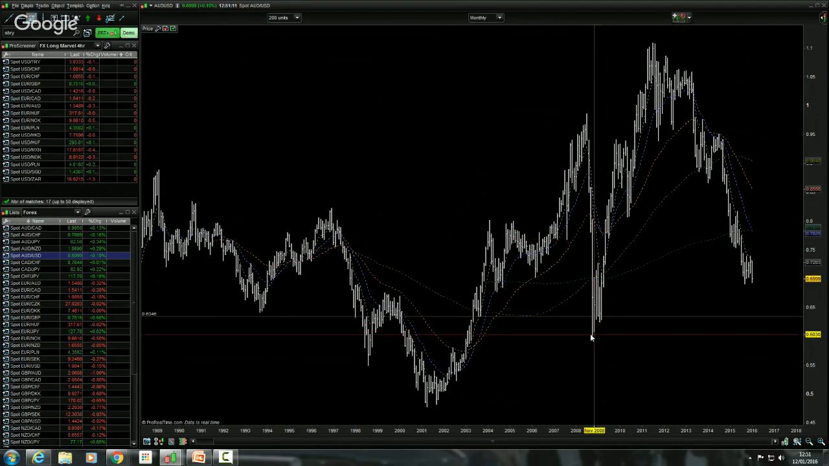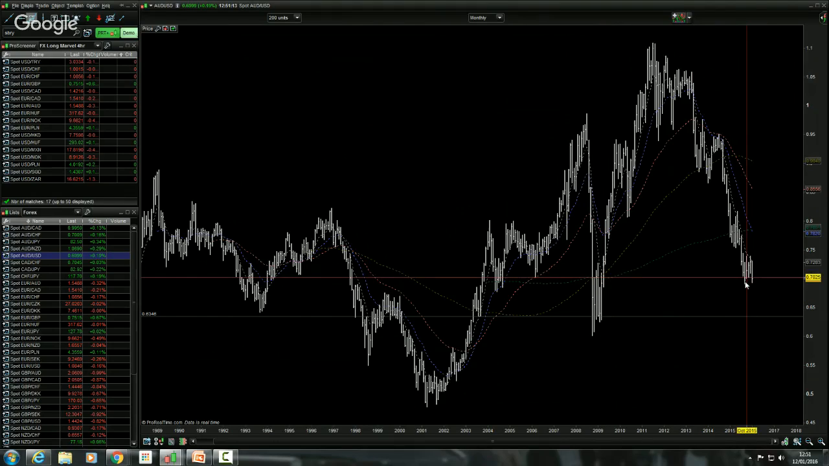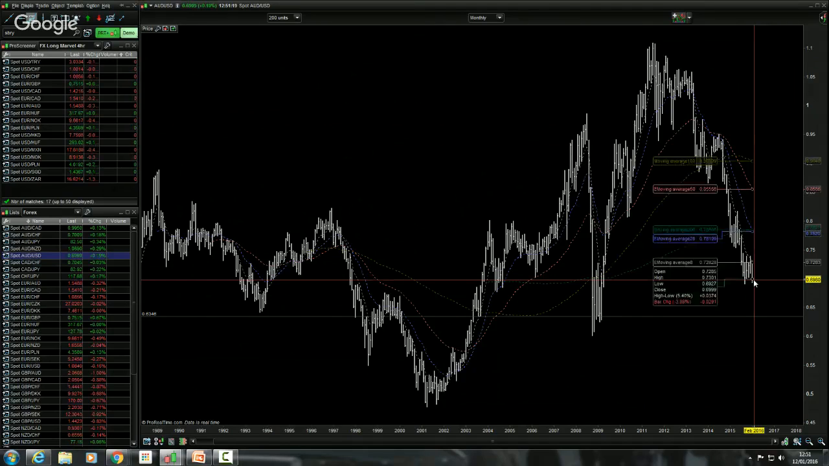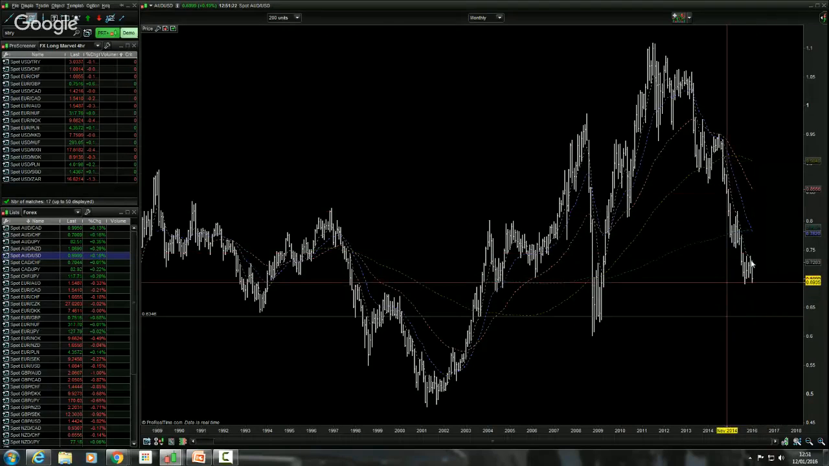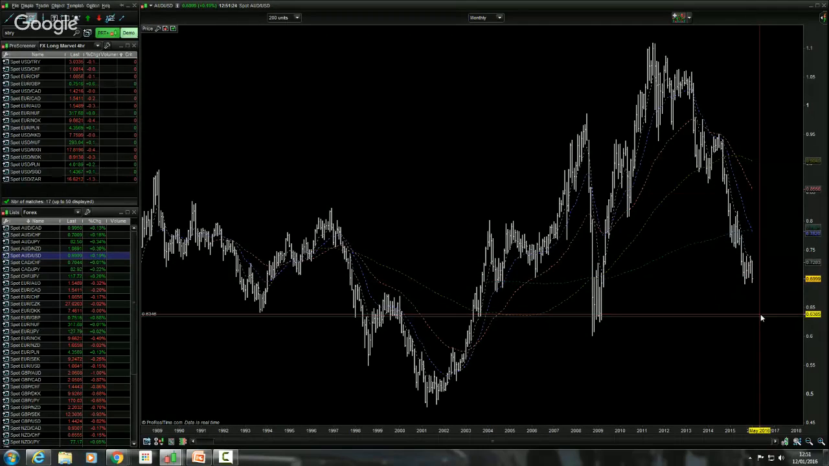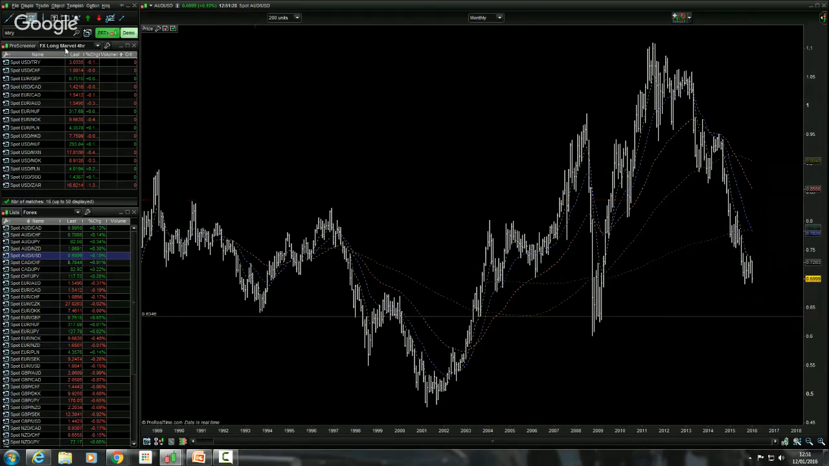So this area here is going to be an interesting area to see how it reacts, and whether this low will hold before it does turn higher, or does it want to continue and go down to 65 cents. Of course, we've got to watch the headlines and how the market is positioned as well.